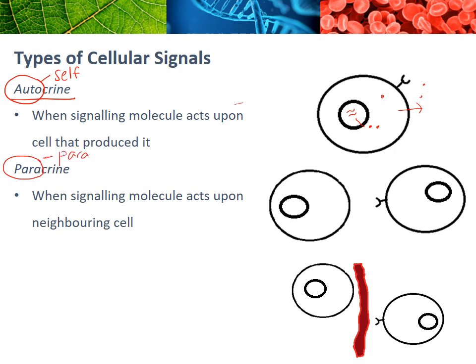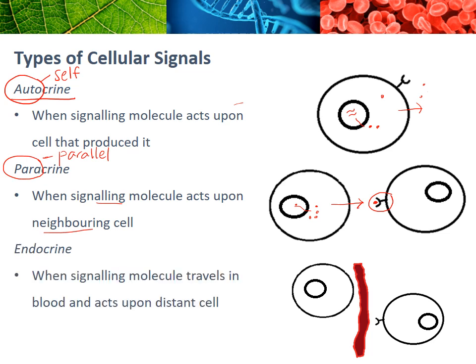Paracrine signals, look at the word para. Para usually means parallel or next to. So a paracrine signal is when the signaling molecule acts upon a neighboring cell or a cell that's really close by. Okay, so we get our mRNA, makes our signaling molecule, signaling molecule leaves a cell and then acts upon the cell next to it. Okay, and it has to have that receptor.